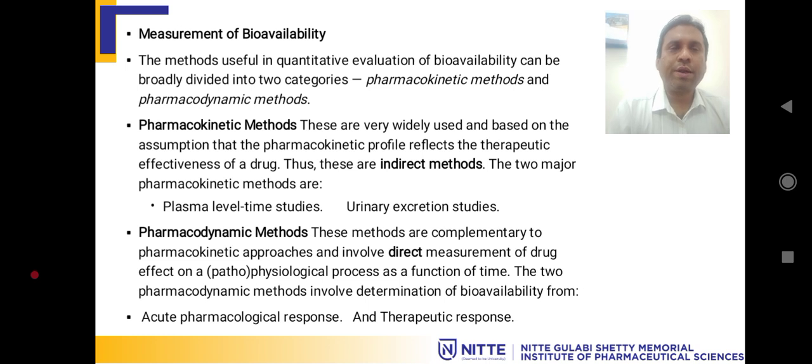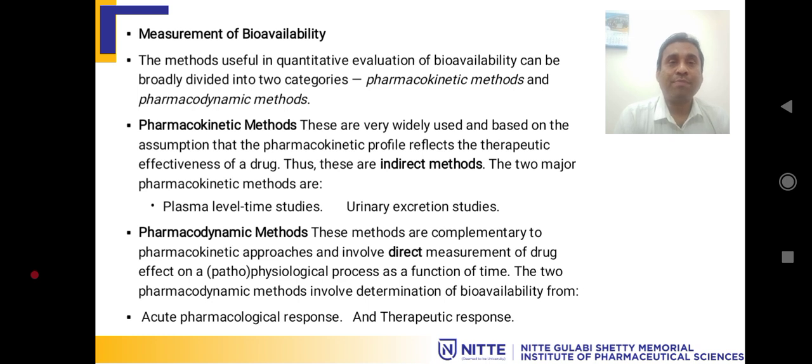useful in quantitative evaluation of bioavailability can be broadly divided into two categories: pharmacokinetic methods and pharmacodynamic methods. Pharmacokinetic methods are widely used and based on the assumption that the pharmacokinetic profile reflects the therapeutic effectiveness of a drug. Thus, these are indirect methods. The two major pharmacokinetic methods are plasma level study and urinary excretion study.